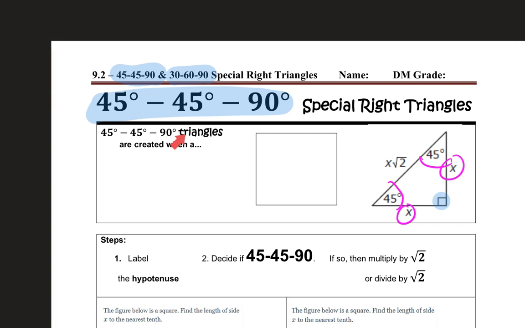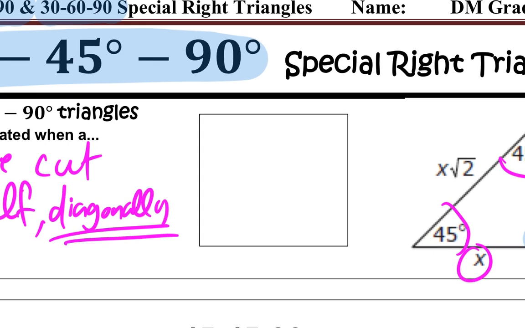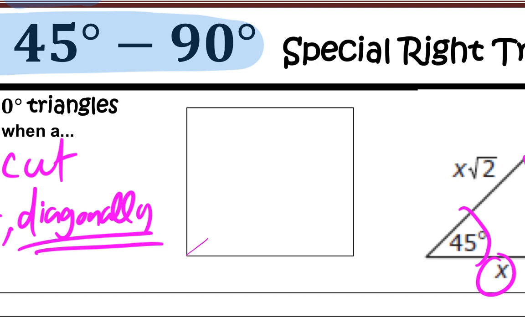So a 45, 45, 90 triangle is created when we have a square cut in half diagonally. Square cut in half diagonally. Diagonally, of course, means like this. So if we did that, let's go ahead and do that together. We would just go from that corner to that corner.